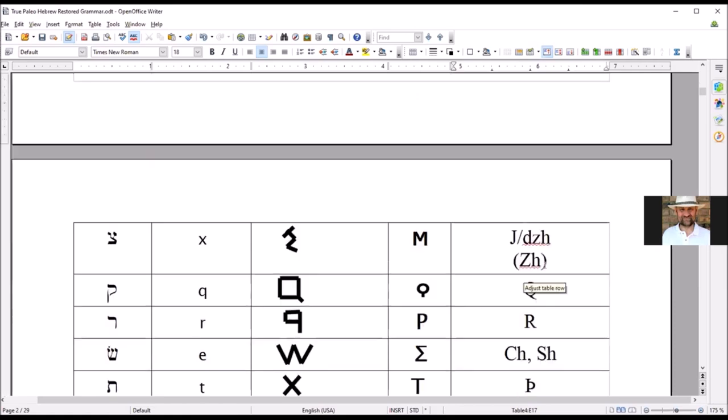Now the next letter is Sadi. Now scholars have debated what this sound is. Typically, you'll see it rendered as a TS or a TZ sound, so it'd be an S, S, or a Z, Z. But it doesn't really approximate to things that we are familiar with. But over time, as I've studied, I've actually come to conclude that I think it relates to the J sound as well as a ZH sound.